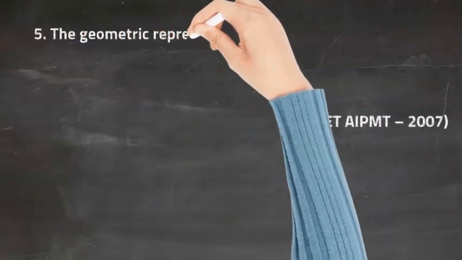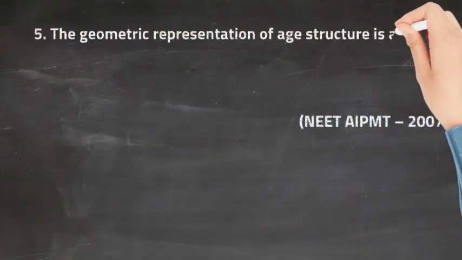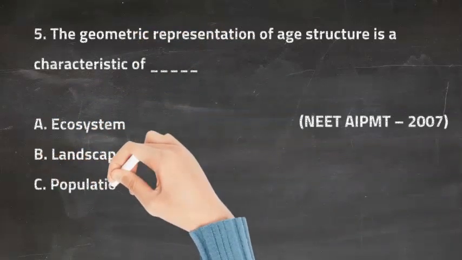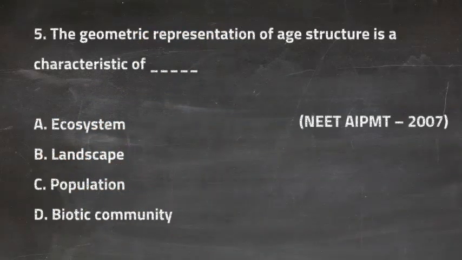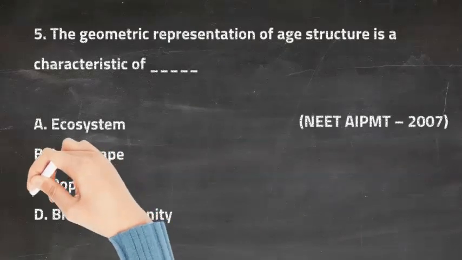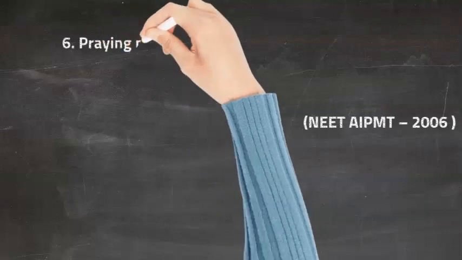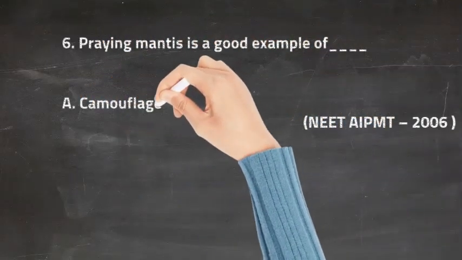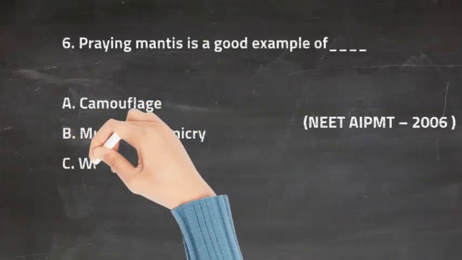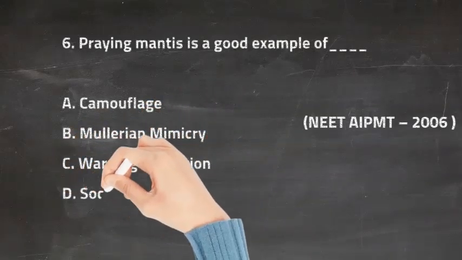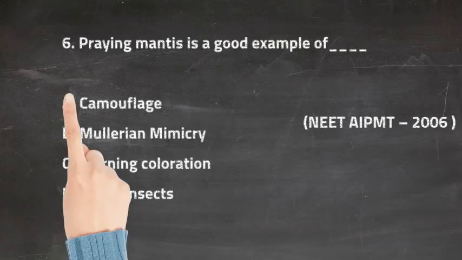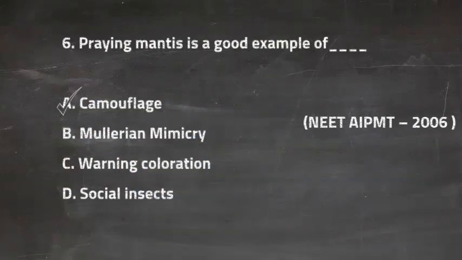Question 5th. The geometric representation of age structure is a characteristic of dash. Option A, ecosystem; option B, landscape; option C, population; and option D, biotic community. The right answer is option C, population. Question 6th. Praying mantis is a good example of dash. Option A is camouflage, option B is Mullerian mimicry, option C is warning coloration, and option D is social insects. The right answer is option A, that is camouflage.